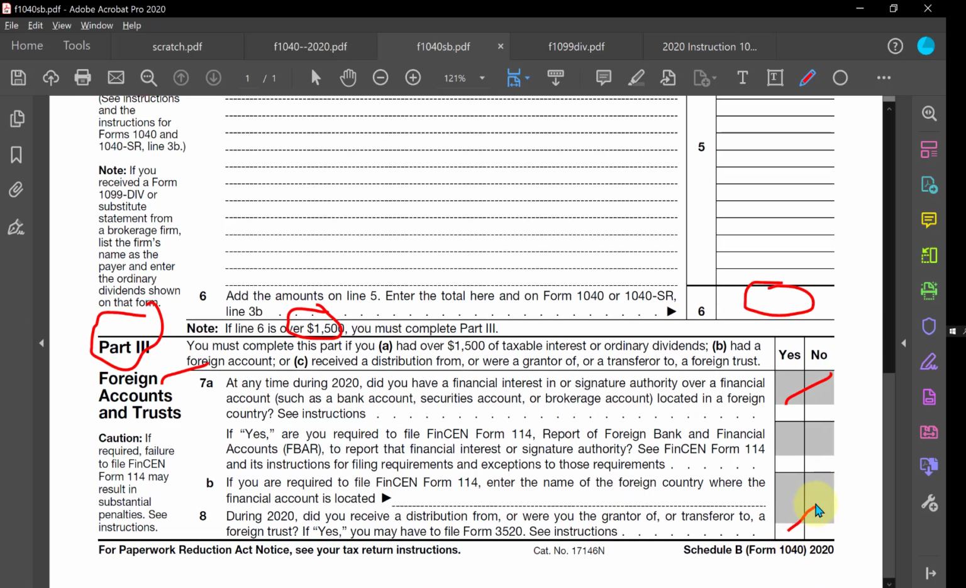And if you're filling out this Schedule B and don't have any, then you check off the no boxes over here. If you do check off yes, you may need to file additional disclosure forms with the government. They call it FBAR. Otherwise, for most people, they don't need to fill this in, but they still check off no. So back to the 1040 form.